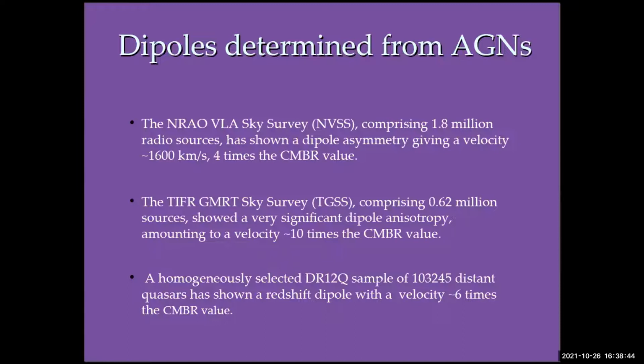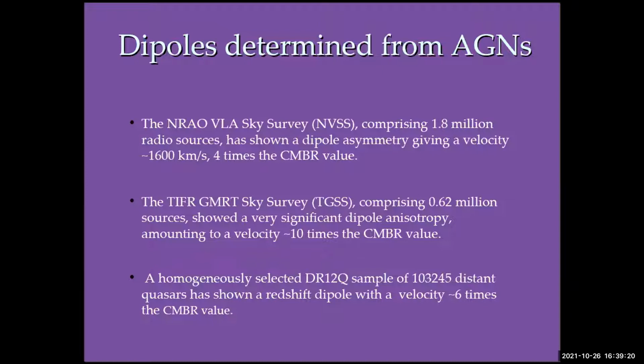Now, in the last 10 years or so, many AGN surveys have been used to determine the dipole from these AGNs. The idea was to check whether they agree with the CMBR result, but surprisingly, the results have been quite different. Like NVSS, the NRAO VLA Sky Survey, which comprises 1.8 million radio sources, has shown a dipole asymmetry which gives a velocity about four times the CMBR value, something like 1600 kilometers per second, instead of 370 kilometers per second.